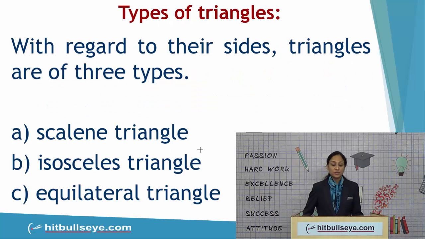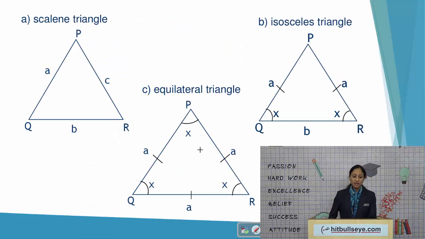Now coming to the types of triangles, with regard to their sides, triangles are of three types: scalene triangle, isosceles triangle, and equilateral triangle. A scalene triangle has none of its sides equal. Isosceles has two sides equal, and therefore the two interior angles opposite to these equal sides are also equal. An equilateral triangle has all the three sides equal, and hence all the interior angles are also equal.